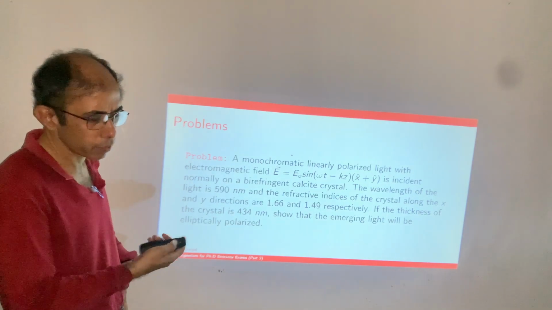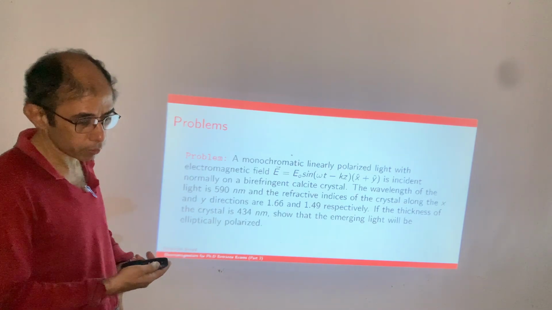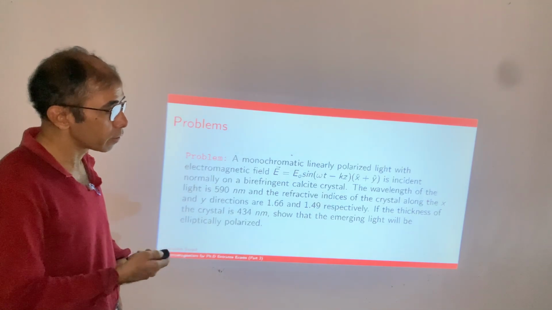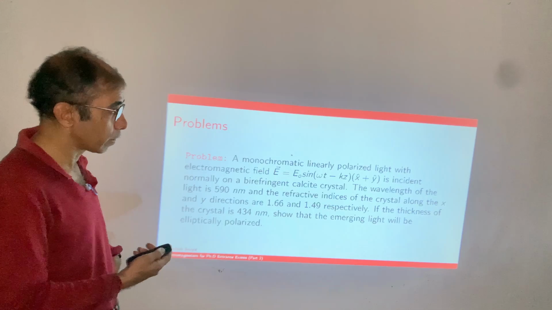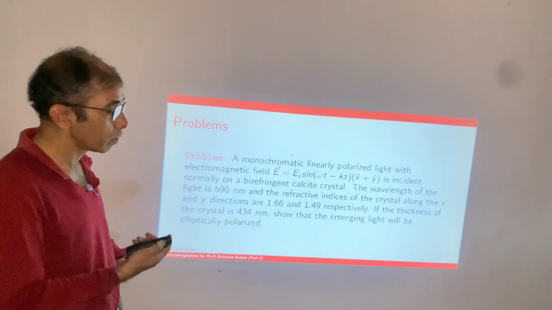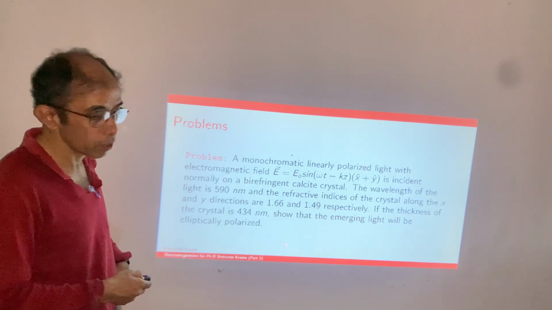And once you know the phase difference, you can easily guess what will be the state of polarization. If the phase difference is pi by 2, then you would say that it is a circularly polarized light. If the phase difference is pi, then you could say that it could be a linearly polarized light. So in this case, what is the phase difference of the emerging light?